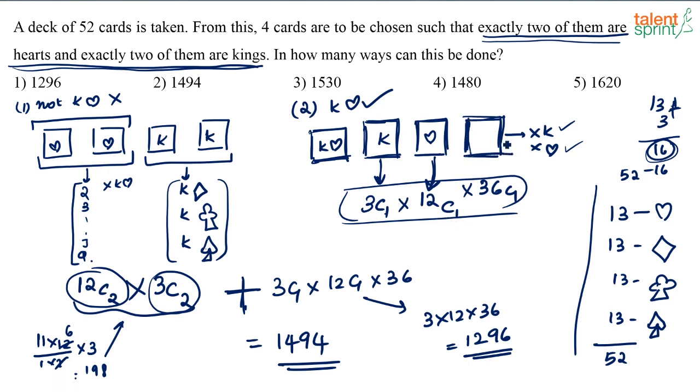And the 4th card can be any of the cards other than king or heart. So how many cards are there which are not king and heart? Already King of Hearts is chosen, right? So this can be chosen in 36 ways. So you just solve that, that's all. Just put in the values and you get the answer.